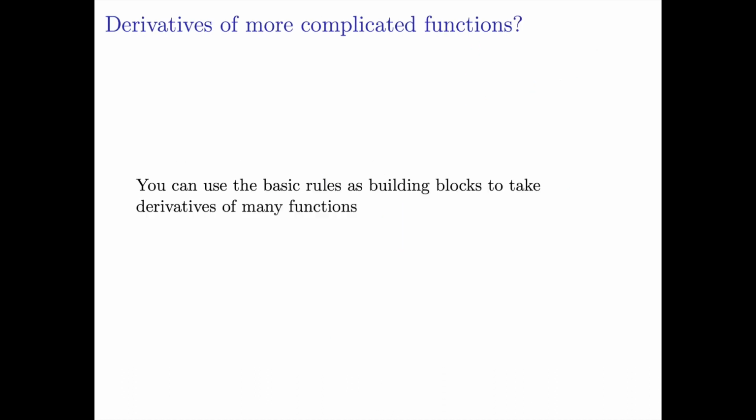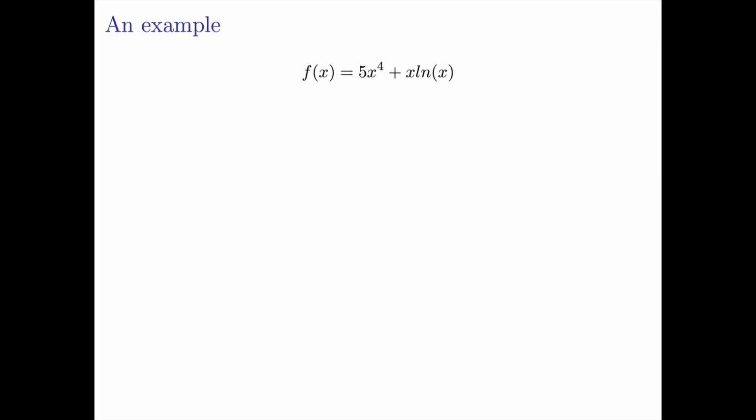Between the chain rule, the multiplication rule, and the addition rule, you can now put things together, and you can use them as building blocks to take the derivatives of more complicated functions. So let's work through this example where f of x is 5 times x to the 4th plus x log x. Right away we see that we can use the addition rule because we've got the sum of two different functions of x. So we're going to let g of x be 5 times x to the 4, and we're going to let h of x be x log x.